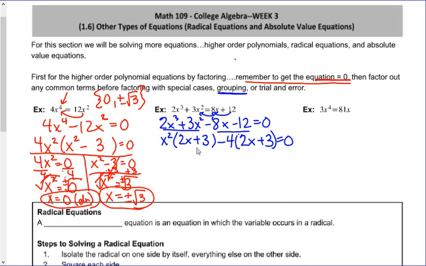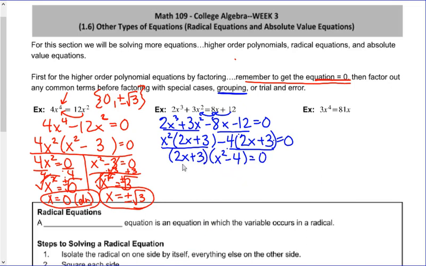Now, hopefully this also makes sure that you see why these need to be the same in a case like this, because now with these two terms, there is a common expression, 2x plus 3. And if I factor that out, I'm left with what's in front of each of those: an x squared minus 4. This is back in section P.5 when we were factoring, so if you need to review that, please do so.